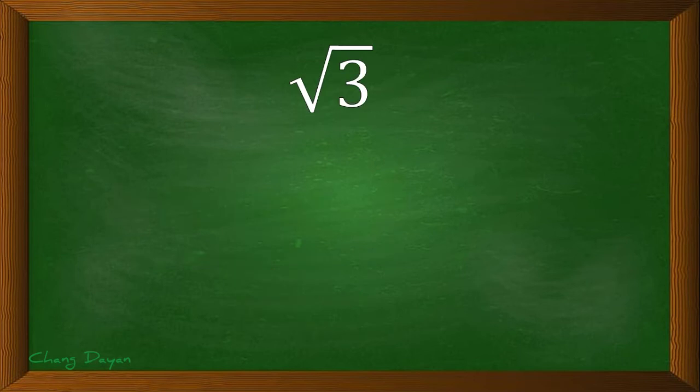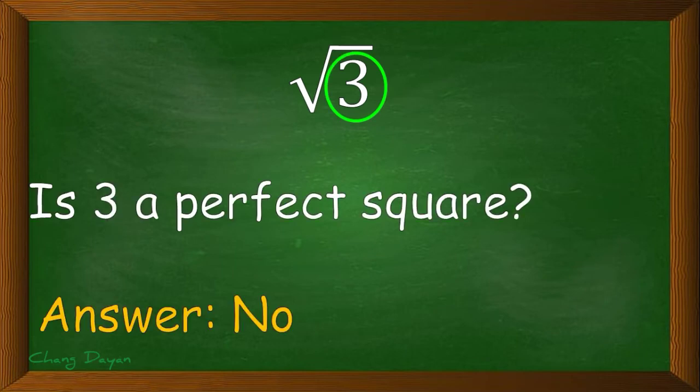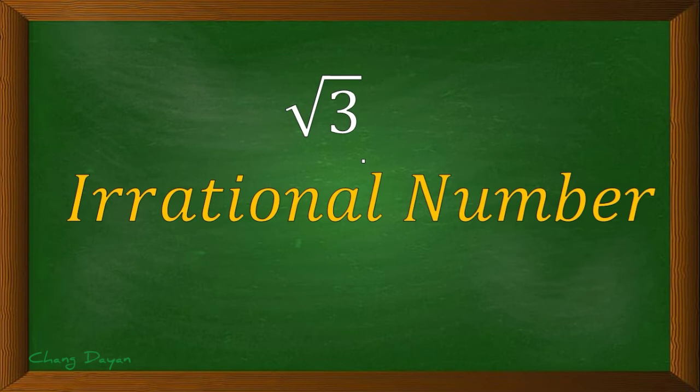Now let us have square root of 3. Is 3 a perfect square? The answer is no. Ibig sabihin, ito ay irrational number. Tandaan nyo, kapag irrational number, we cannot express this as a quotient of two integers. So, anong gagawin? Kukuha tayo ng dalawang consecutive integer ng square root of 3.